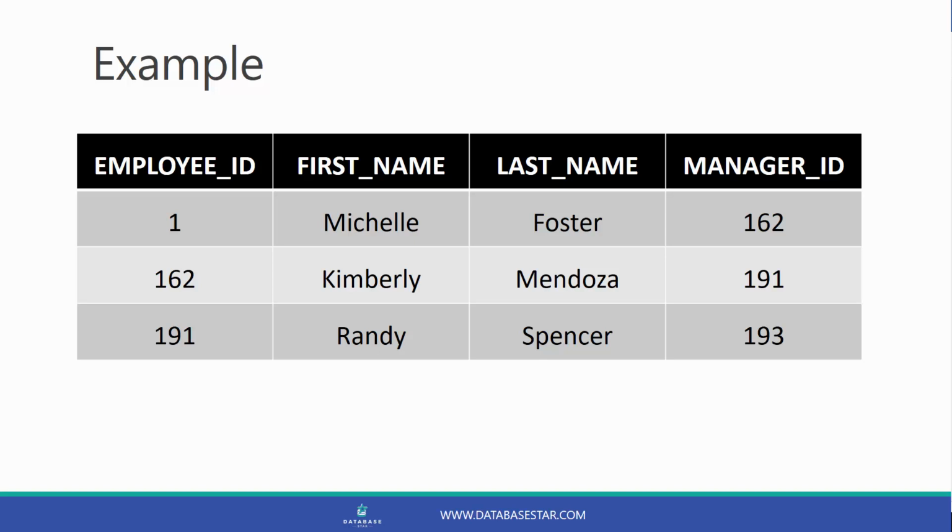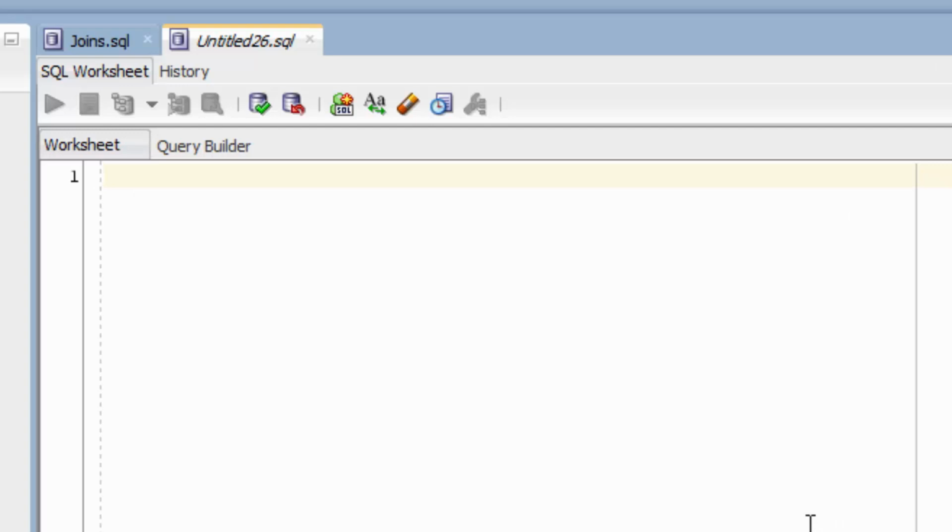So why is this useful? We might want to select the employee's name and their manager's name. Both are from the same table. How do we do this? With a self-join. Let's see an example of this. First, we'll select some data from the employee table.